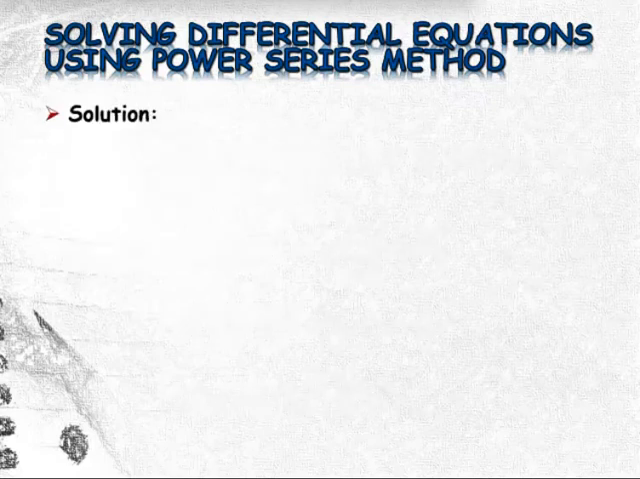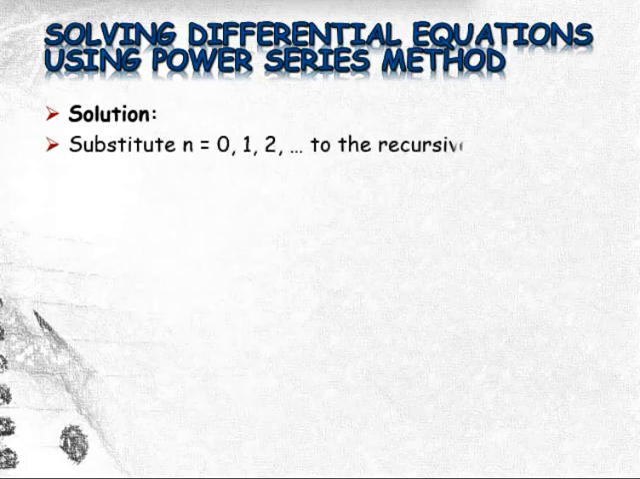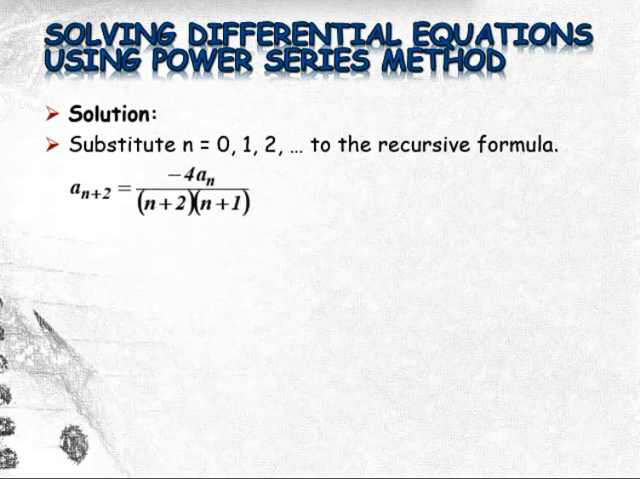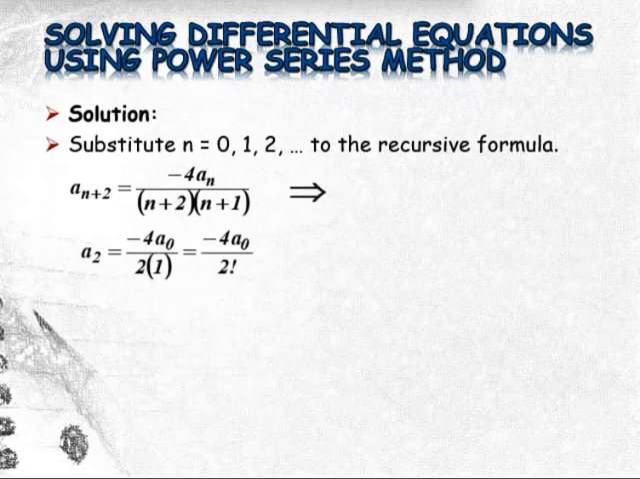Then find the coefficients of the power series. Substitute n equals 0, 1, 2, and so on to the recursive formula. So a sub n plus 2 equals negative 4 a sub n over n plus 2 times n plus 1. We start with n equals 0. If n equals 0, then you will end up with a sub 2 equals negative 4 a sub 0 over 2 times 1, or simply negative 4 times a sub 0 over 2 factorial.